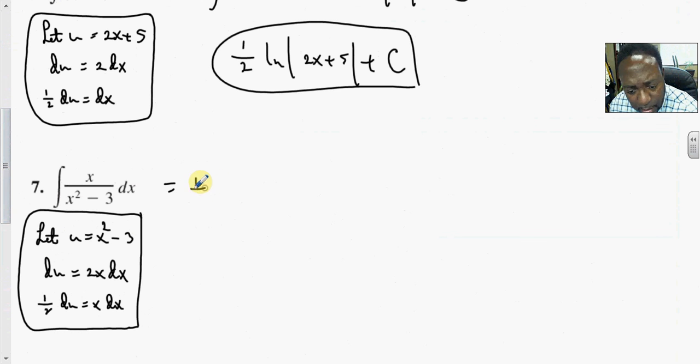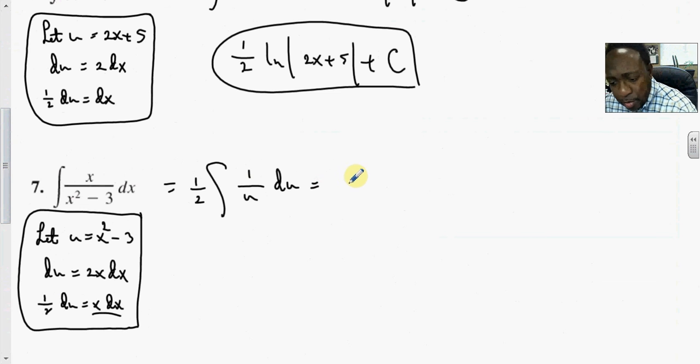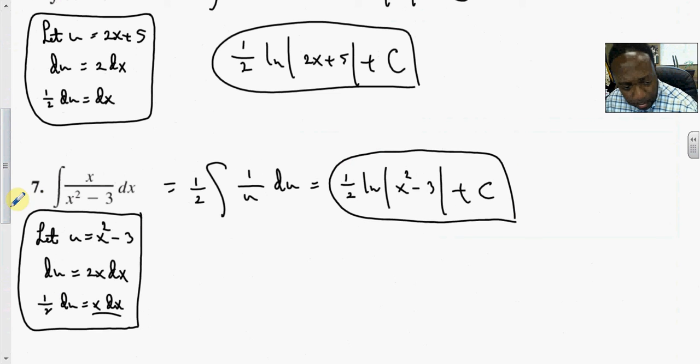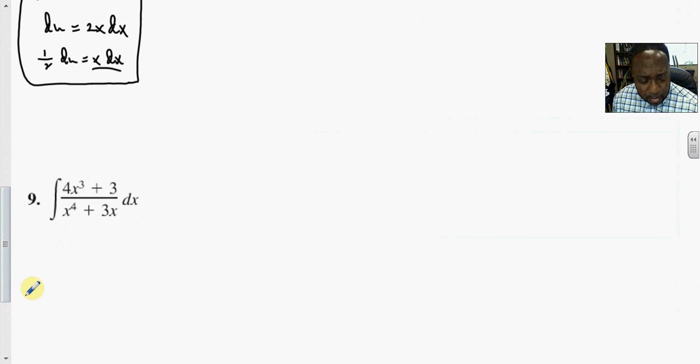So this is 1/2 here, right? The 1/2 du represents the x dx. It's the integral of 1 over u du. So you kind of see what's happening. This is 1/2 times the natural log of the absolute value of u, and u is x squared minus 3, and then plus c. All right, that's not bad.